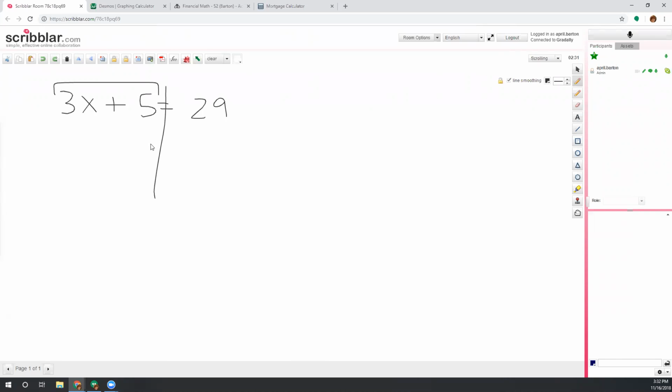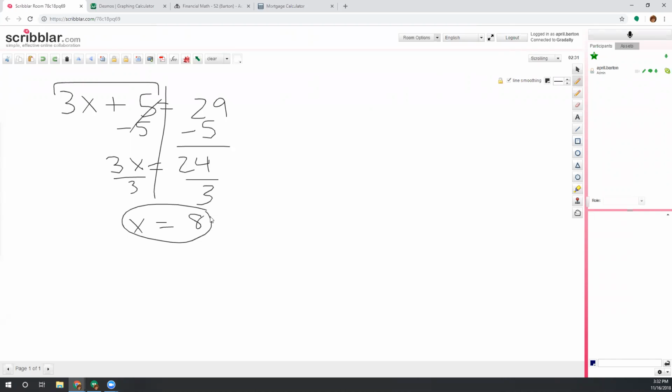You do your opposites. So opposite of addition is subtraction. And 29 minus 5 is 24. And then opposite of multiplication is division. So you're exactly correct, Kathleen. X equals 8. They can get more complicated where you might have to do some simplification before doing the solving.